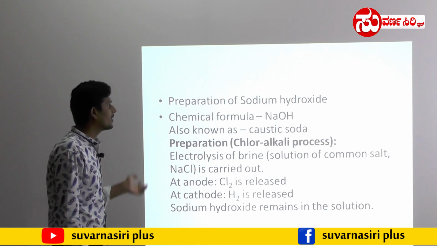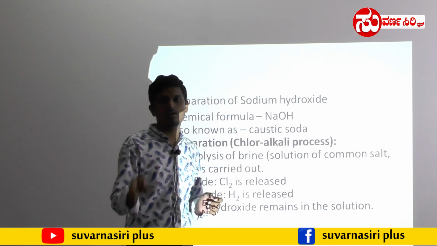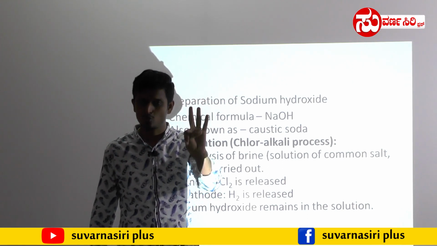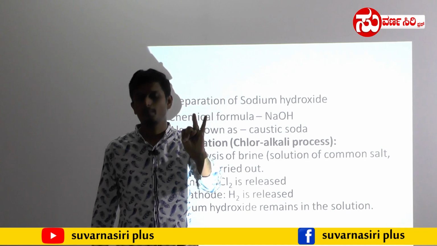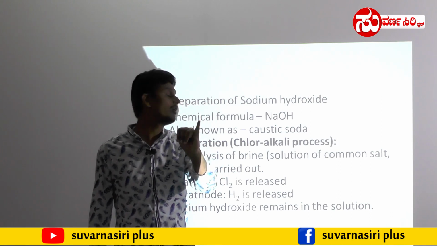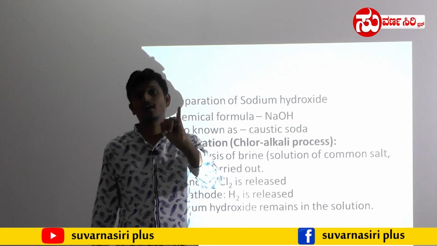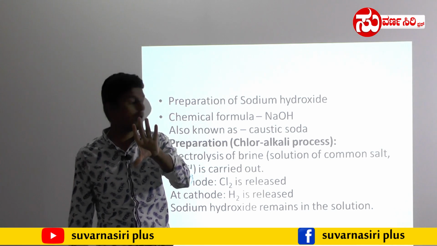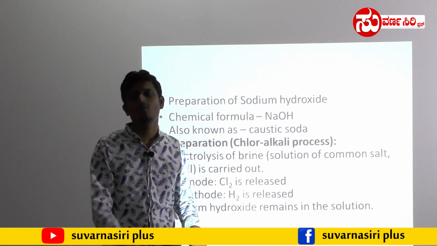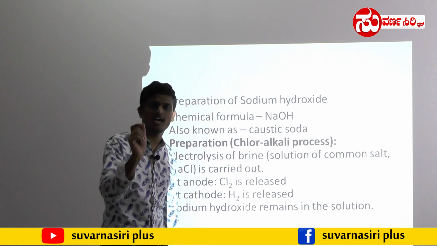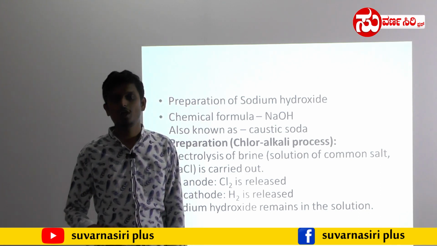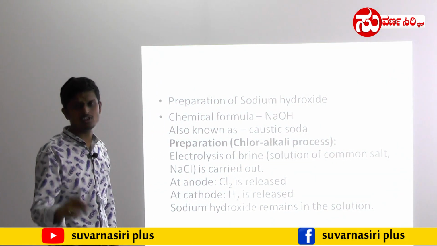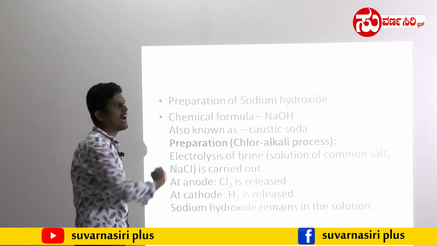In the next slide, students, there are 5 things: preparation of NaOH, preparation of baking soda, preparation of bleaching powder, preparation of washing soda, and POP. These 5 are important. Among these 5, one will definitely be in your examination, along with the balanced chemical reaction that you need to write, and you must also know the uses. First we will start with the preparation of sodium hydroxide.